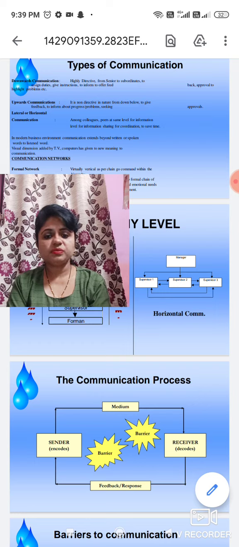Besides these two basic types of communication used in the business field, there are other types of communication like formal, informal, written and oral, which we have already seen in the last period. Again, beyond this, we have grapevine communication, lateral communication, and horizontal communication. So one by one we will go towards it.